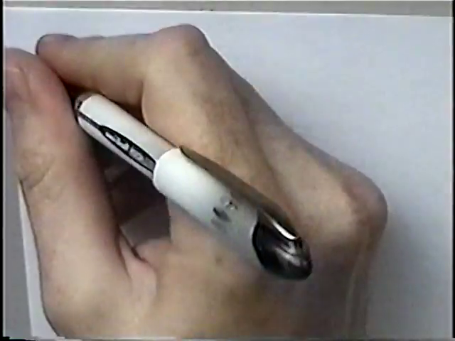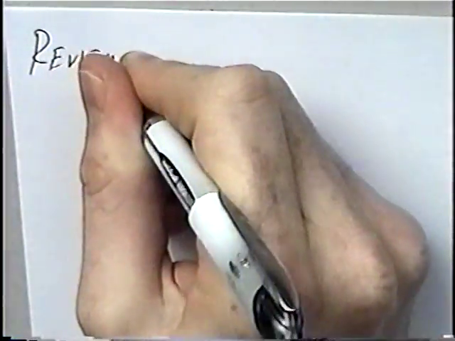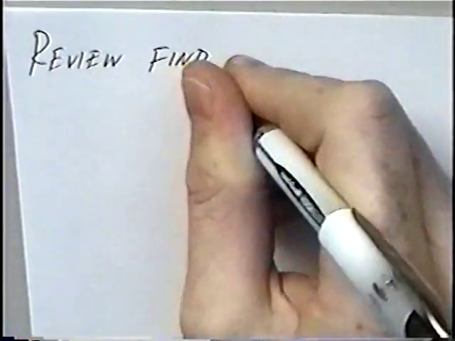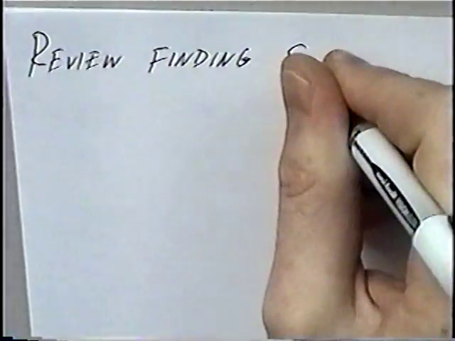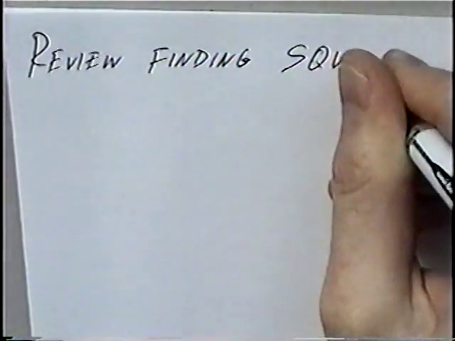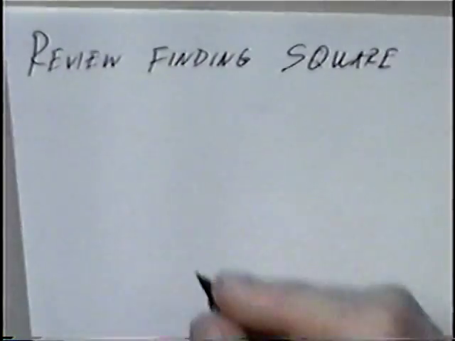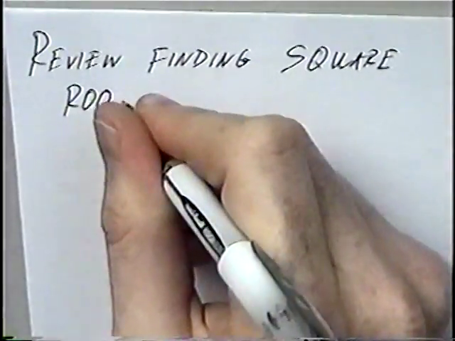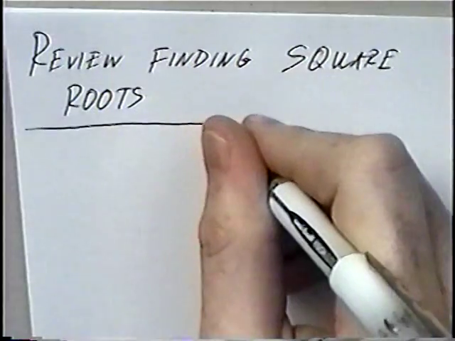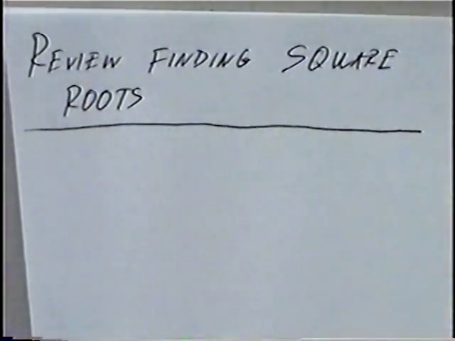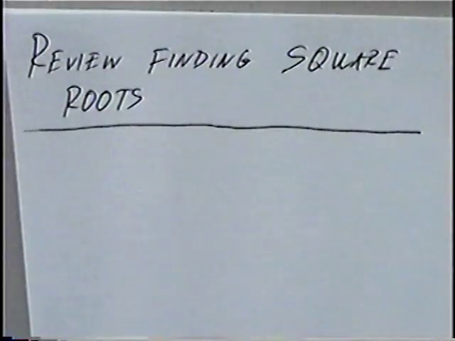Title of the first section is Review, Finding Square Roots. In this section, we'll review finding square roots, which again is simplifying radicals.